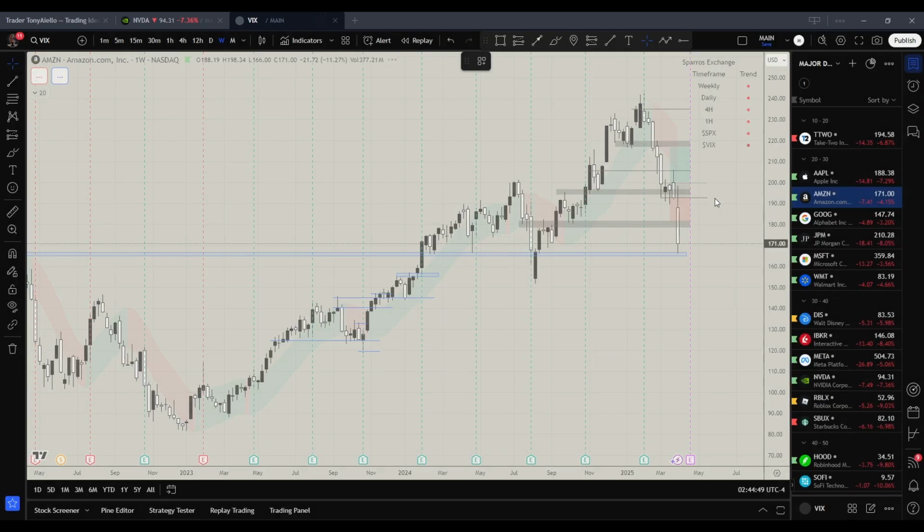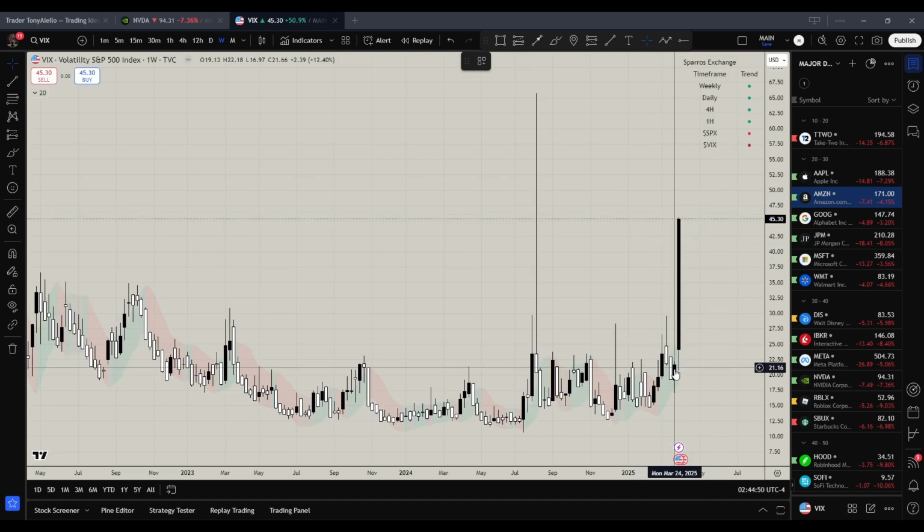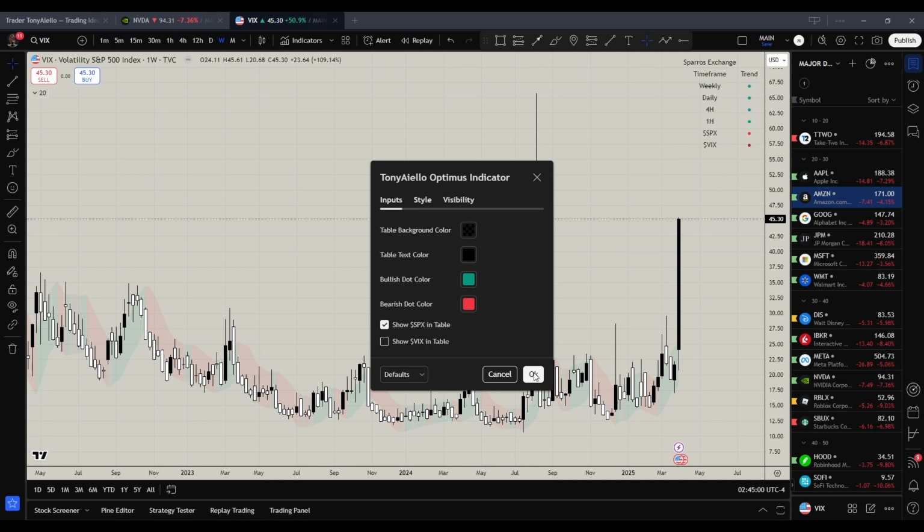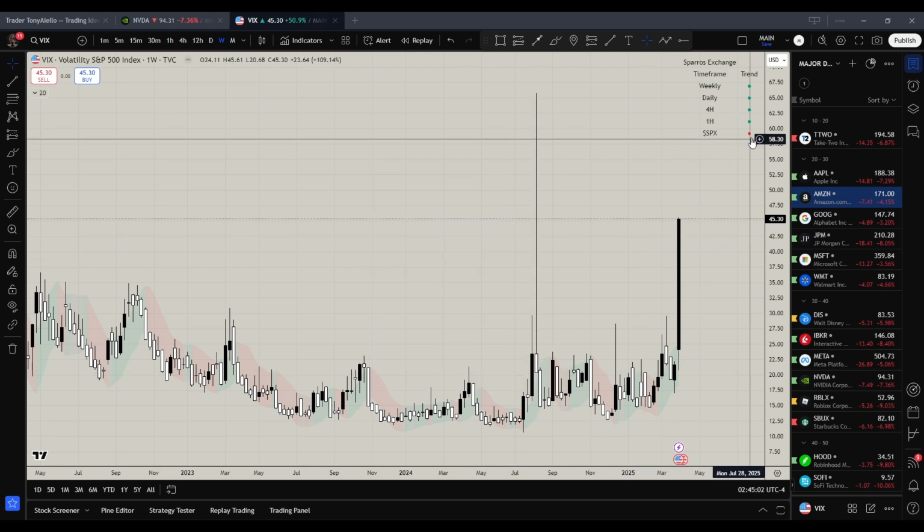Let's go back to it though. I don't want to reveal what my VIX levels are and how I'm using it, right? You don't sell the goose that produces the golden egg, you just sell the eggs. But I can also go on here, I can turn off the VIX table, and there we go. Just erased it, but I use the VIX a lot, so I keep it on there.